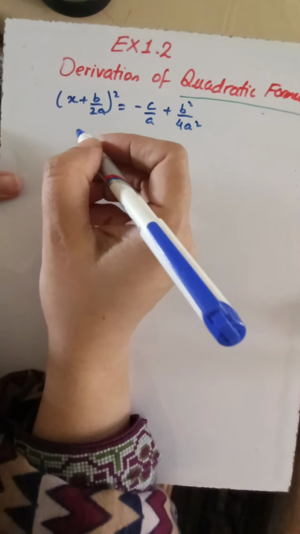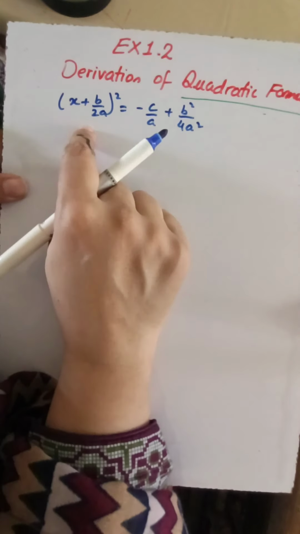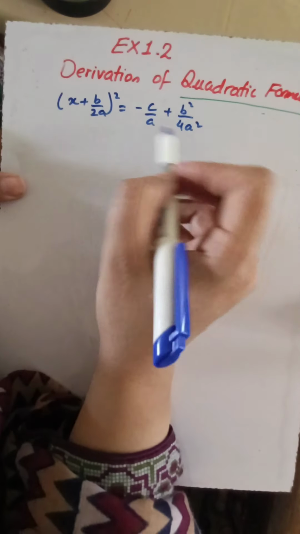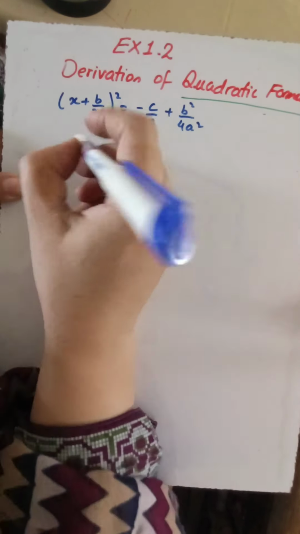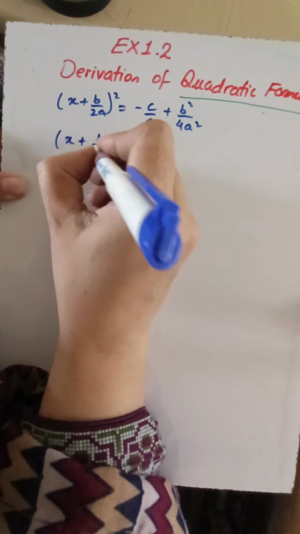Now okay, now in the next step what we are going to do is we are going to take the square root. Okay, as I had explained to you earlier, we are going to take the square root of both sides. But first let me take the LCM of this expression, okay, so that it looks good.